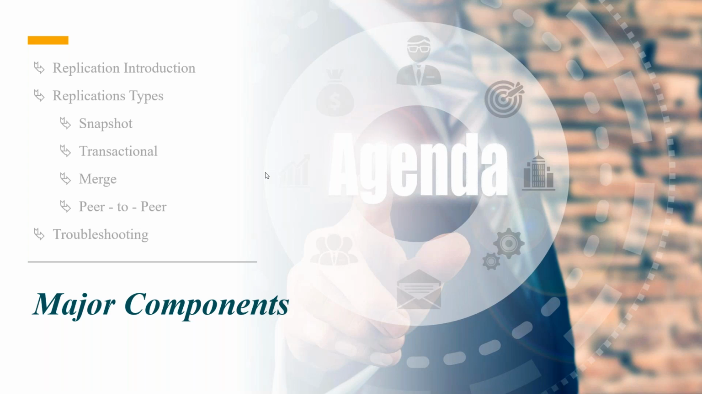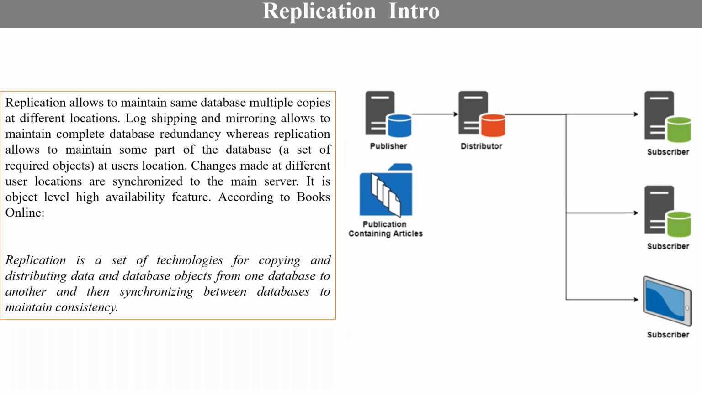Sir, if you have one database and that database contains 1,000 objects, you can replicate the entire 1,000 objects. You can also replicate a couple of objects, sir. So replication is like an object level. It is going to replicate the data and database objects from one location to multiple locations. Clear? Not clear, sir.